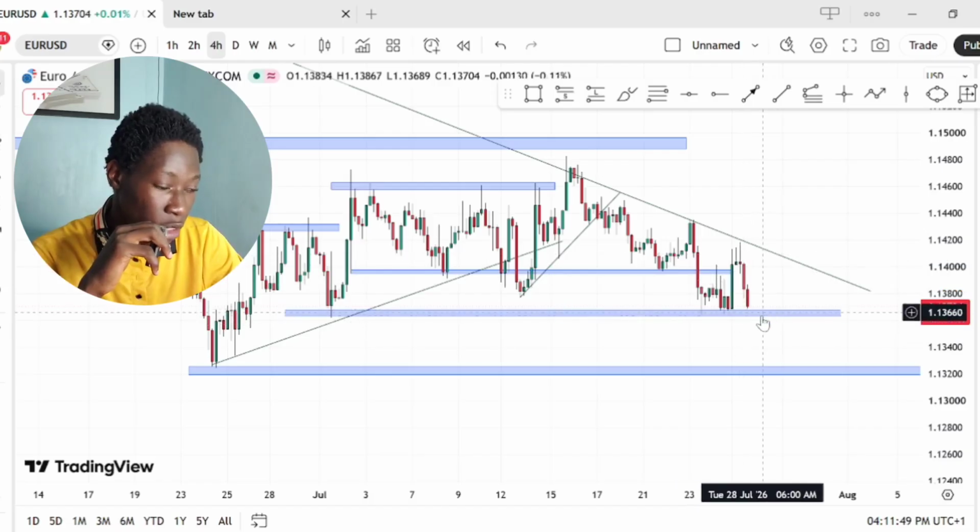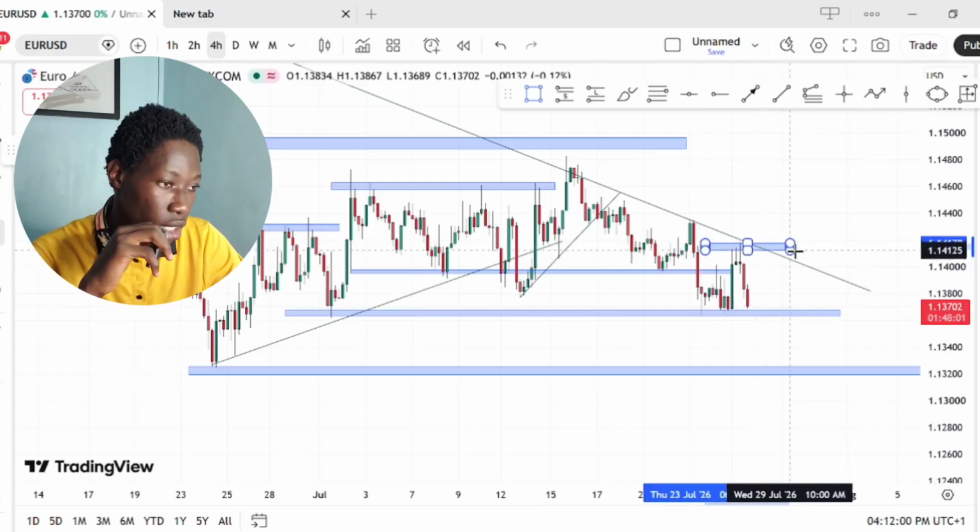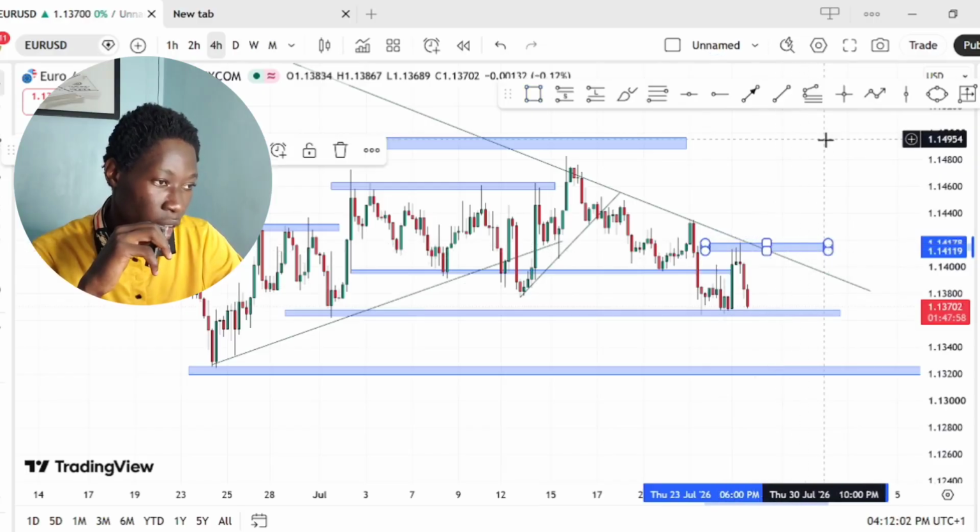If it's unable to break this particular level and it starts buying, and if it takes out this level here, there is more bias towards the upward side. Easy peasy. Do you understand?